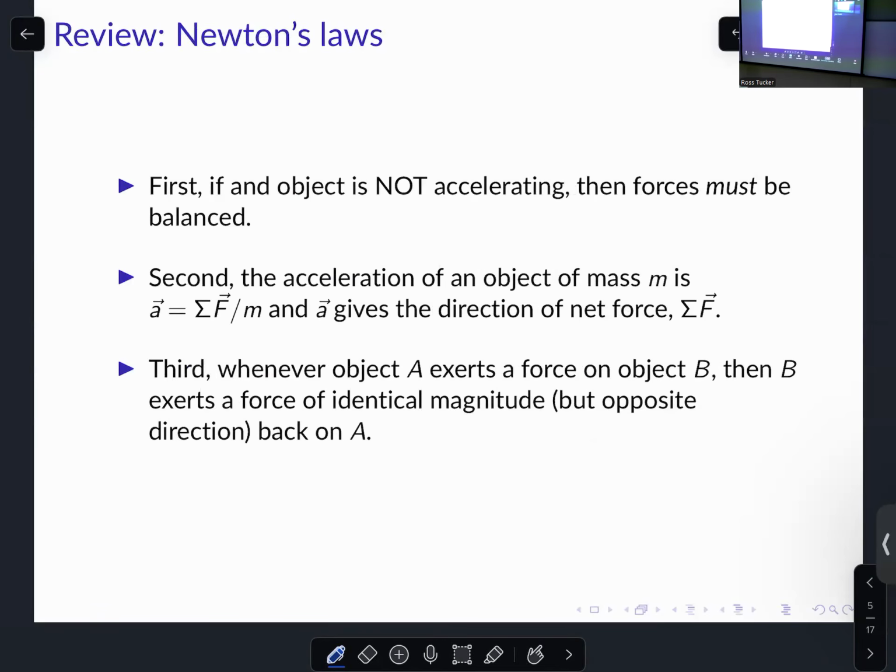Here are Newton's laws in short. If an object is not accelerating, forces must be balanced. If an object has balanced forces, then the object cannot accelerate. If something is accelerating, then there must be a net or an unbalanced, a total force acting on it. You could find the magnitude of the acceleration by dividing total force by mass. And I do want to emphasize these are both vectors. You could find which direction the object is accelerating by the direction of net force. Mass doesn't go negative.